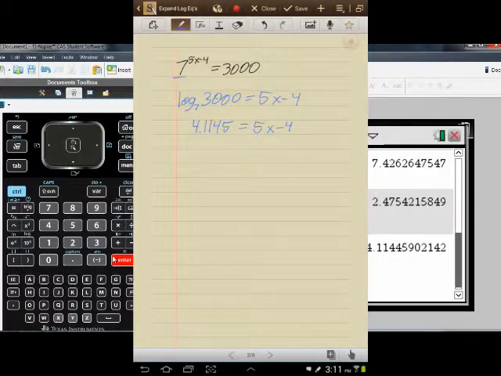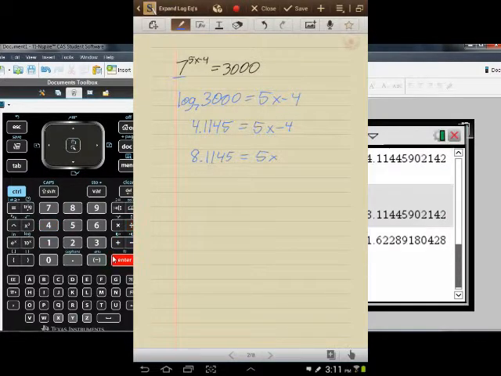Alright, so now it's just a linear equation like you've been doing for ages. I'm going to add 4 to both sides, and then I'm going to divide by 5. And I'm going to get 1.62229 for my x value.